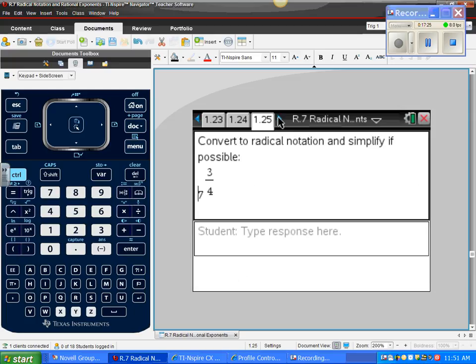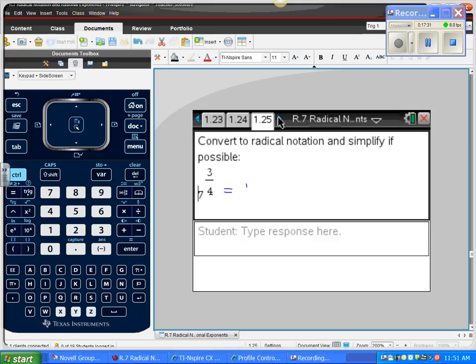All right, so we're going to convert this to radical notation. Remember, denominator is index, numerator is power. Denominator is index, numerator is power. Okay, denominator, index, numerator, power.